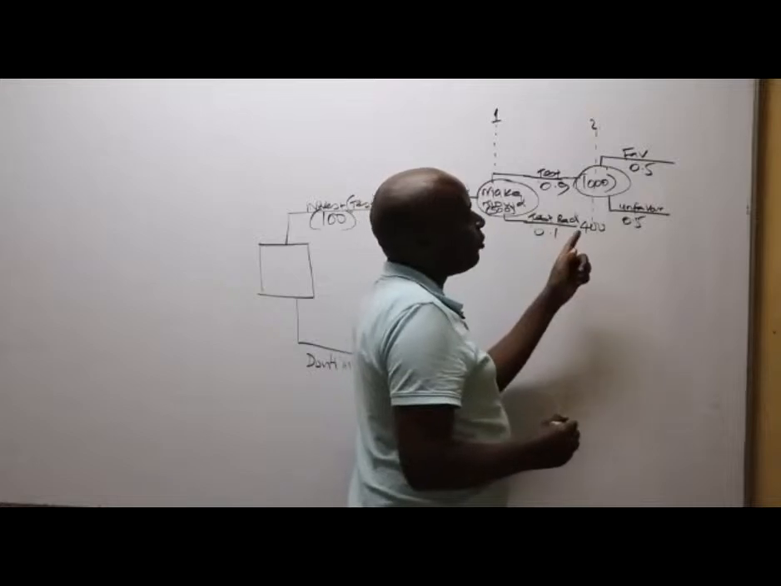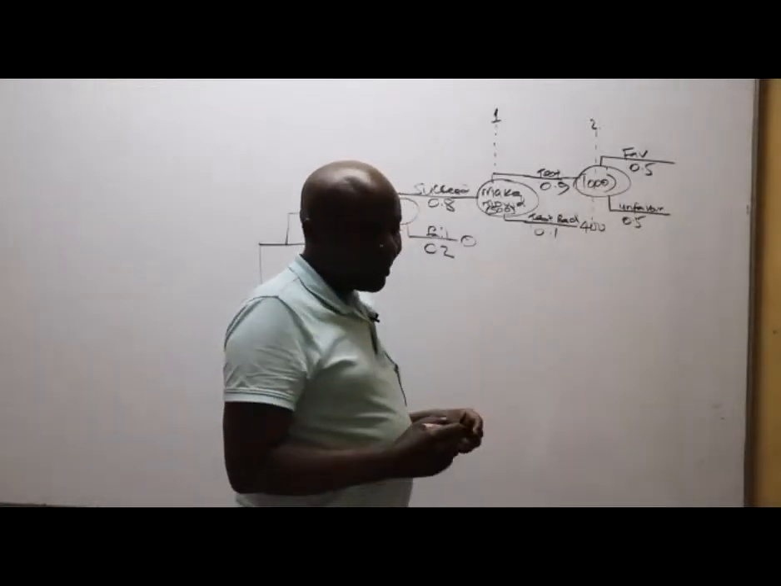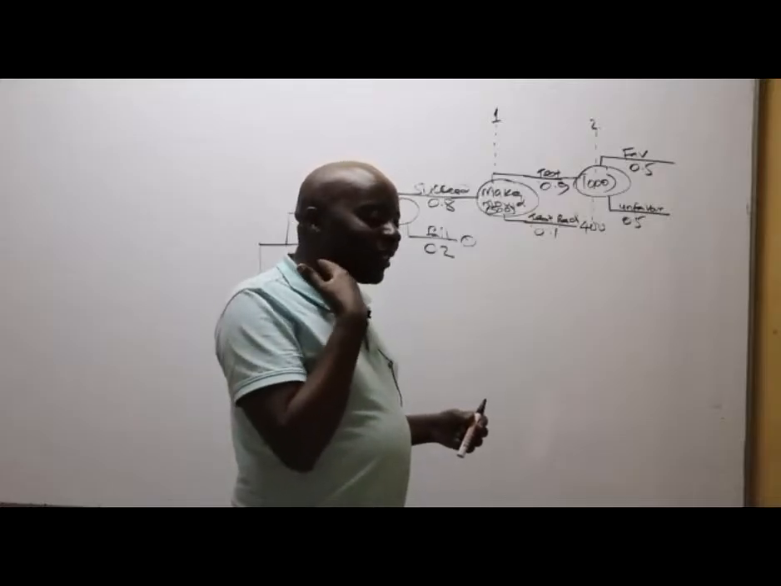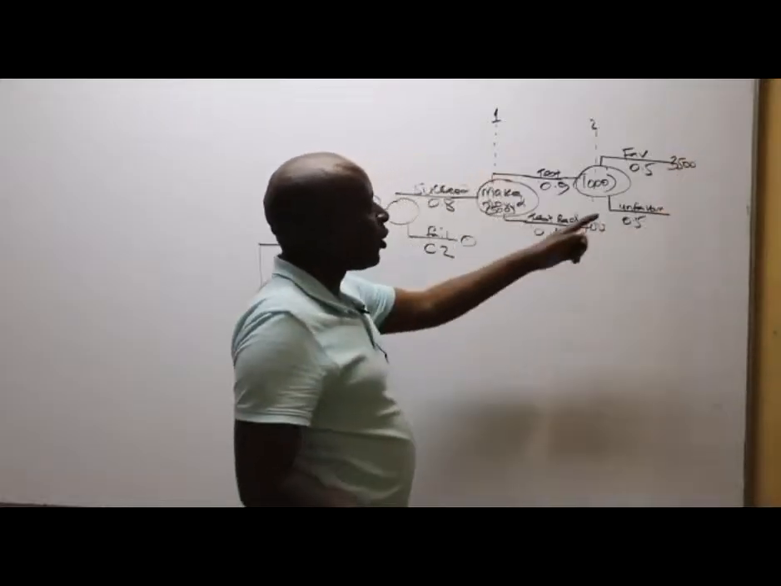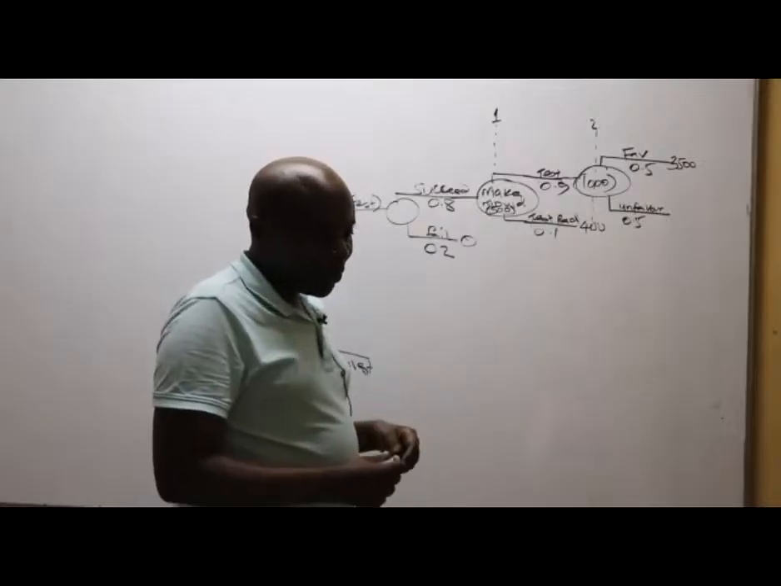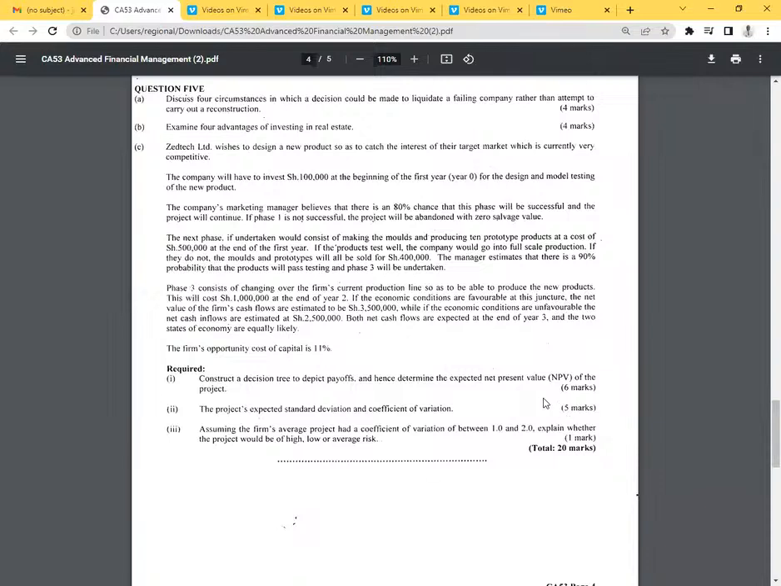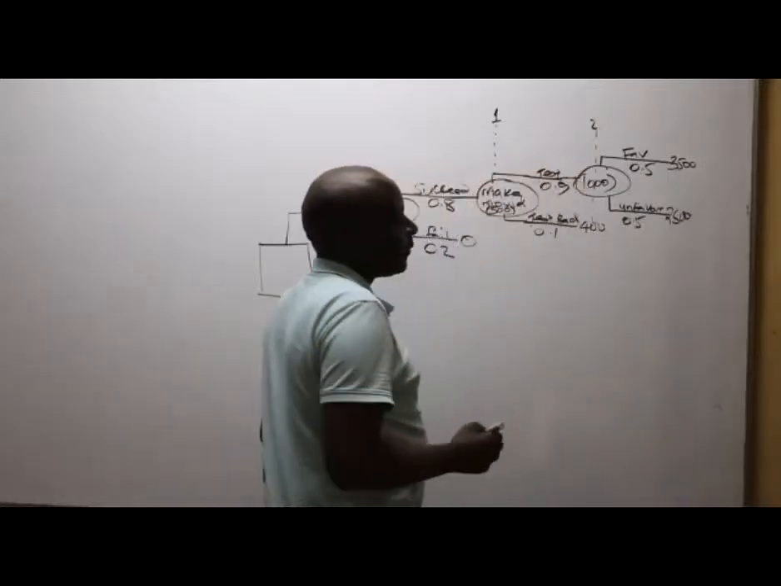What have they told us about the economy being favorable? If the economy is favorable, how much are we going to earn? 3,500. Our figures are in thousands. If the economy is favorable, we shall earn 3,500. What if the economy is unfavorable? Hashem is telling me 2,500. If the economy is unfavorable, they've told us here we shall earn only 2,500, like that.